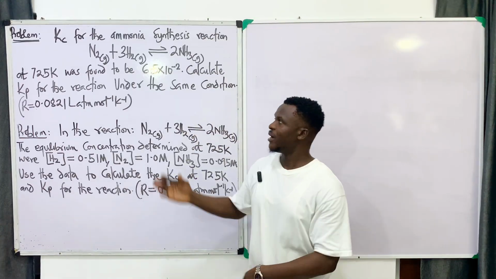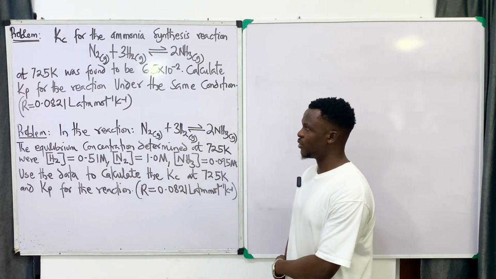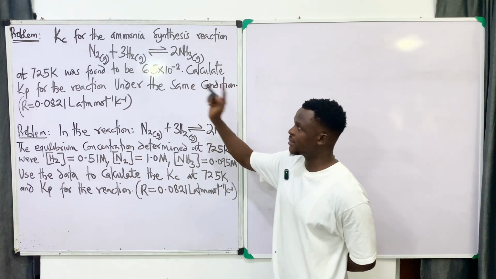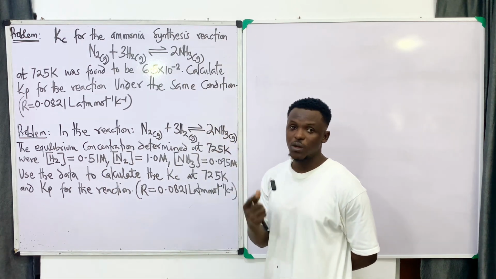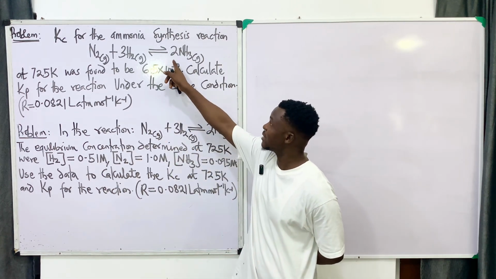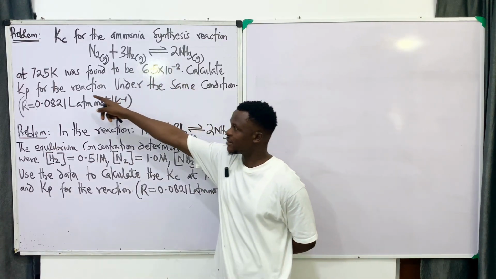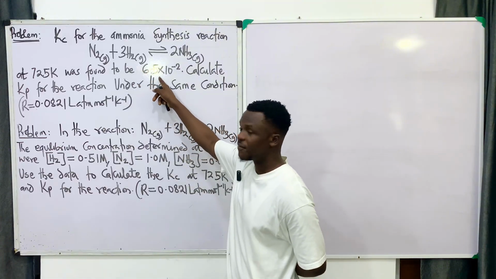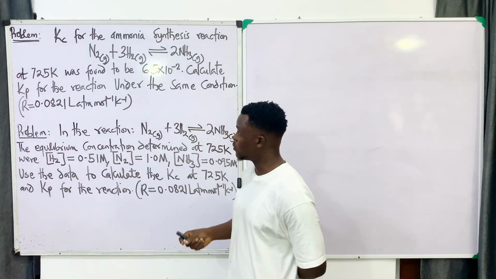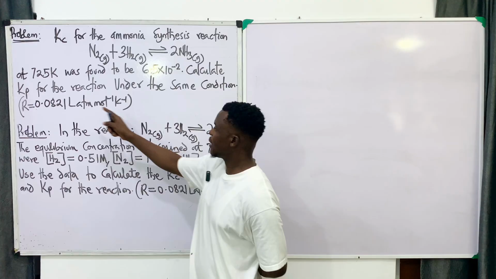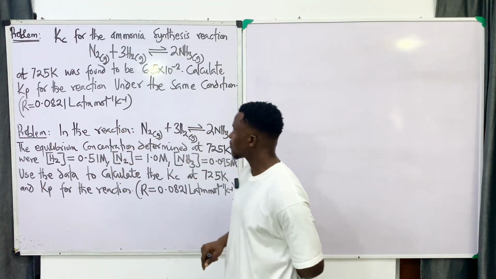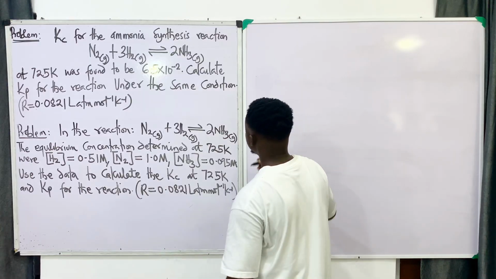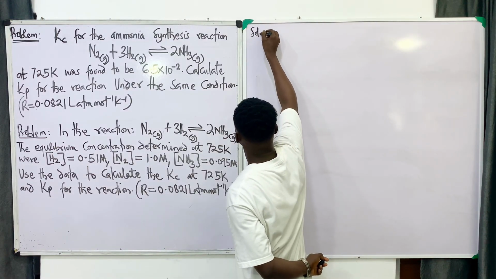So we have examples here under the relationship between Kc and Kp. Now the first question says Kc, that is the concentration equilibrium constant, for this ammonia synthesis reaction at 725 Kelvin was found to be 6.5 times 10 to the power of minus 2. Calculate Kp for the reaction under the same condition. How do we go about it? So first thing first, I'll say solution.